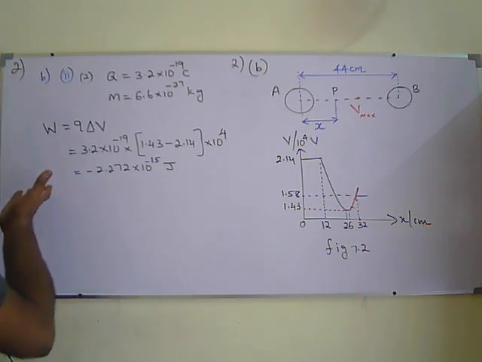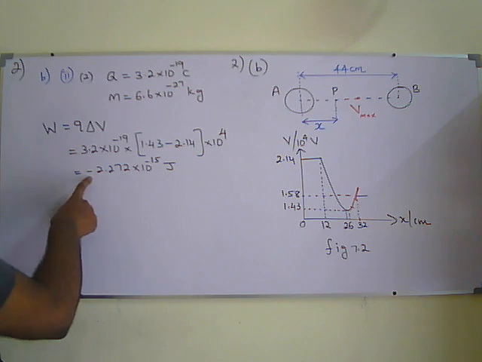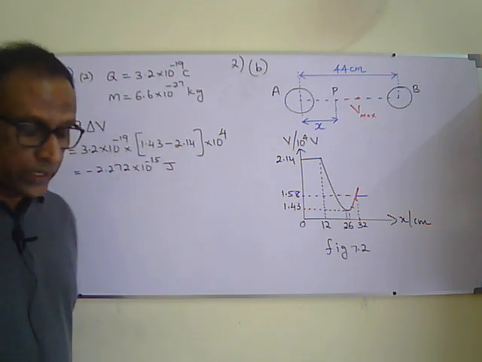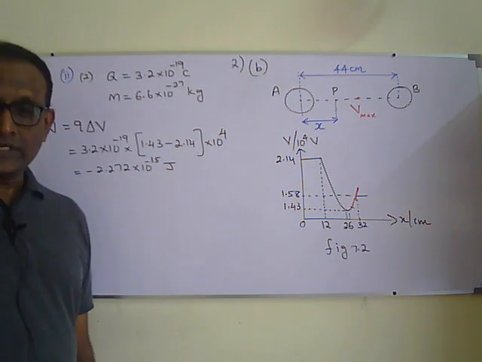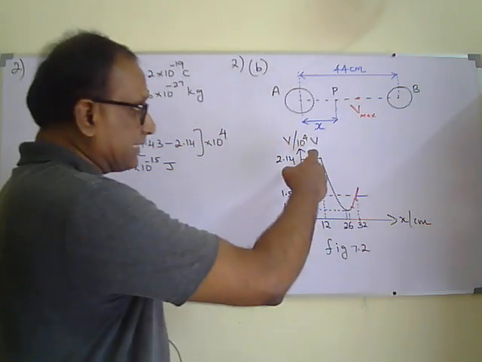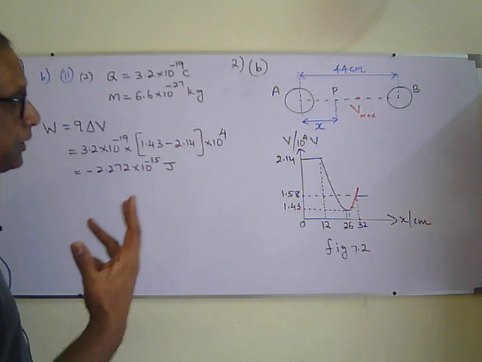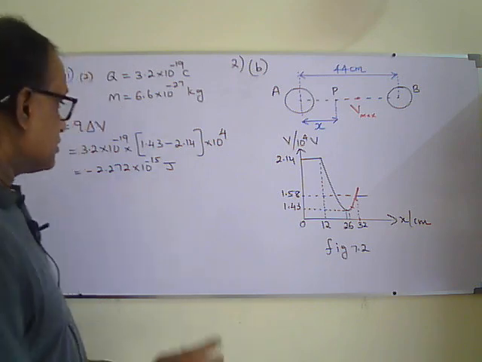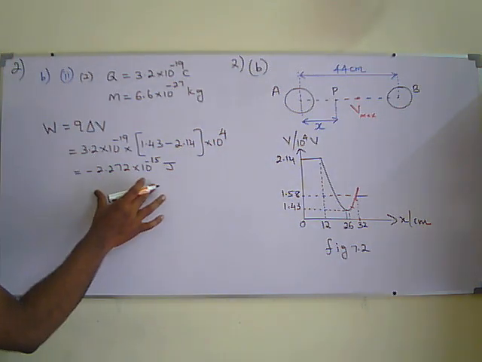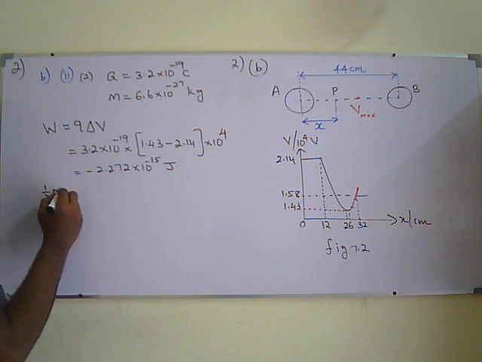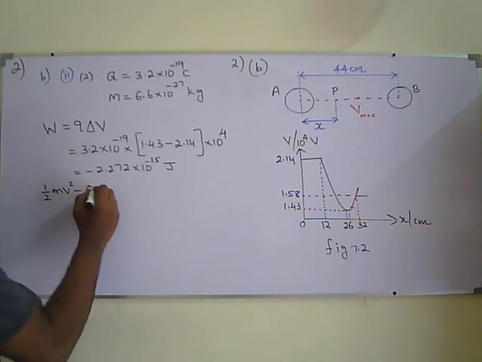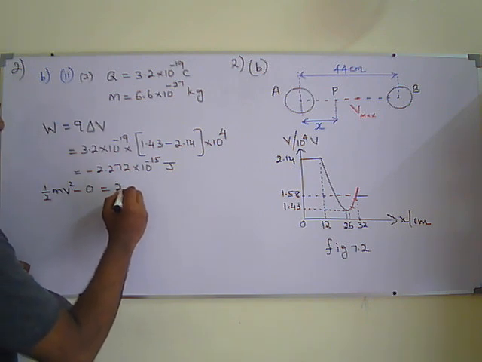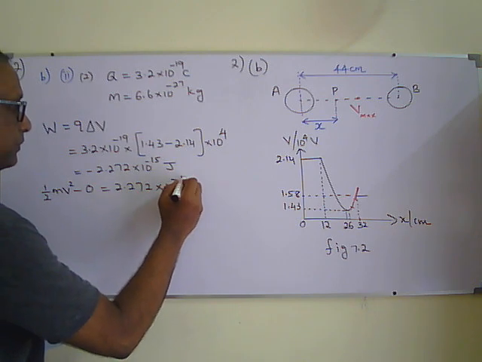You can see that the work done is a negative quantity. W equals QV, the charge is given, this is the potential difference, and the work done is negative. That means the particle is gaining kinetic energy, so its speed will increase. Initially it was at rest here. So I can say the work done equals the gain in kinetic energy, half mv squared minus zero, since it was at rest, which equals the work done by the electric potential, 2.272 × 10^-15.